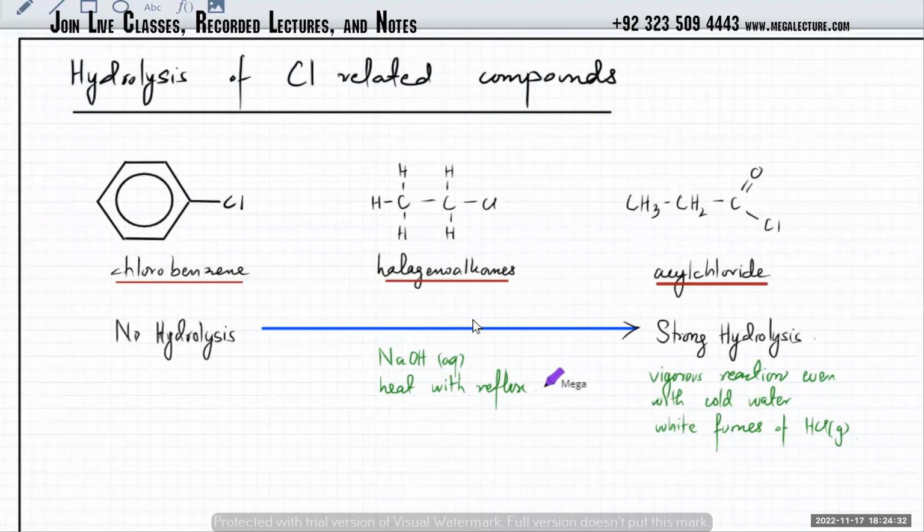और जो आखिरी वाला ना, उसका जो मर्जी कर लो, there's no reaction, no hydrolysis. So we're gonna learn about the reasons for that.